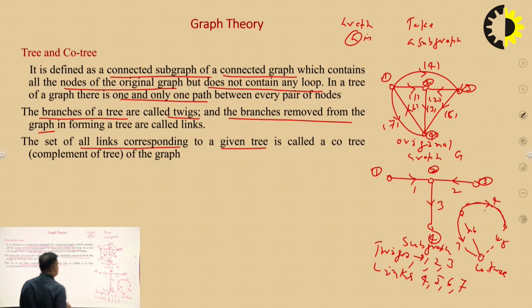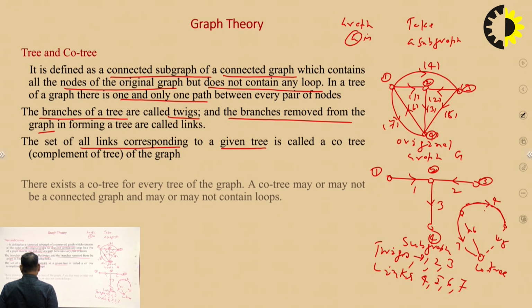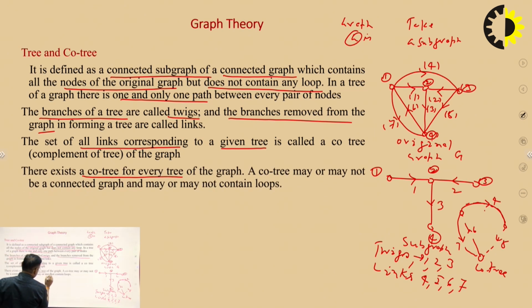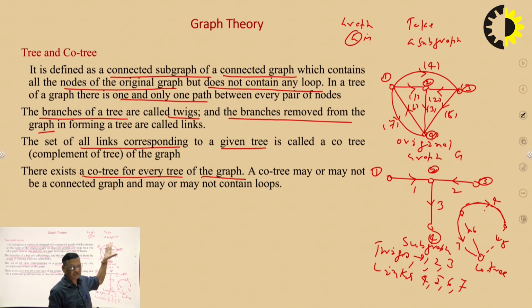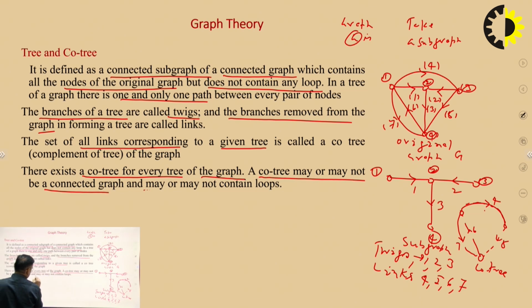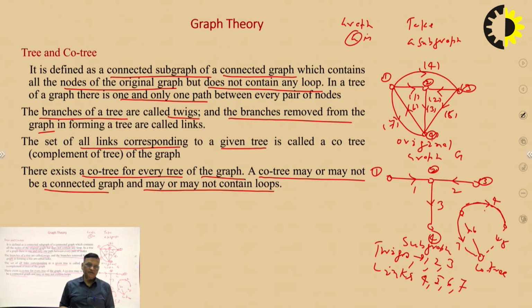A cotree is the set of all links corresponding to a given tree. For the tree we have taken, this is the cotree. The complement of a tree is called a cotree, so there exists a cotree for every tree of the graph. In a graph there may be n number of trees, and how many trees are possible in this particular graph we will discuss later on. We take one tree, then there will be a cotree. A cotree may or may not be a connected graph and may or may not contain loops. In the case of a tree, the graph should be connected and should not contain any loop, but a cotree may or may not be connected and may or may not contain any loop.